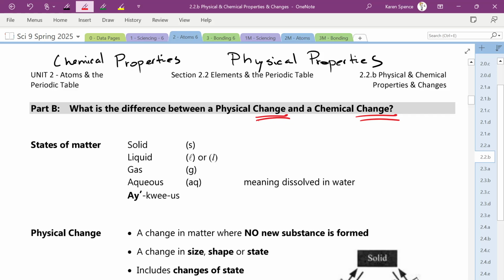Okay? A physical change is just when you're looking at something and you're like, oh, well, if I were to take the water in here and freeze it, that would be a physical change. Yes? If I took this water and I threw some sodium metal in, which would be kind of exciting, that would be a chemical change. Okay?